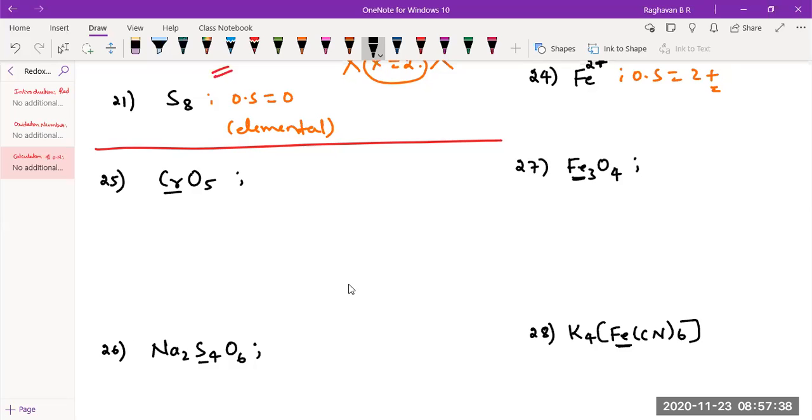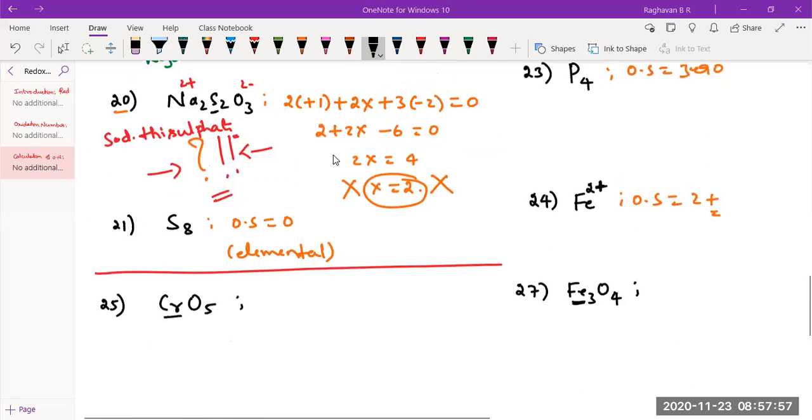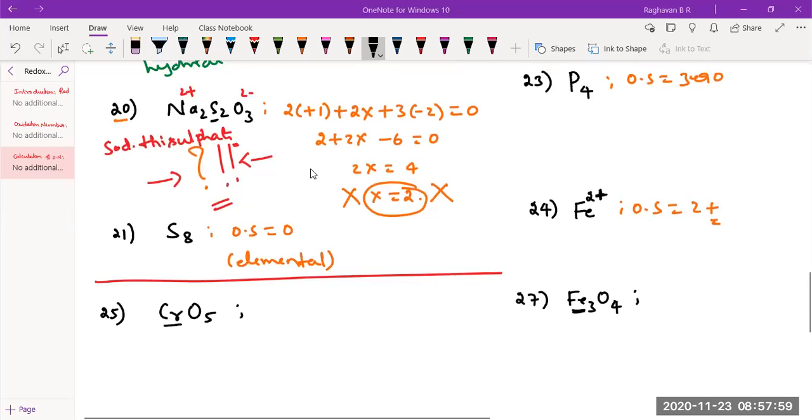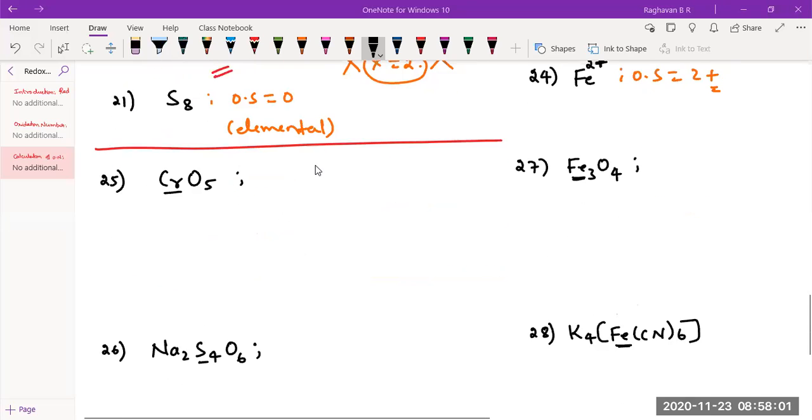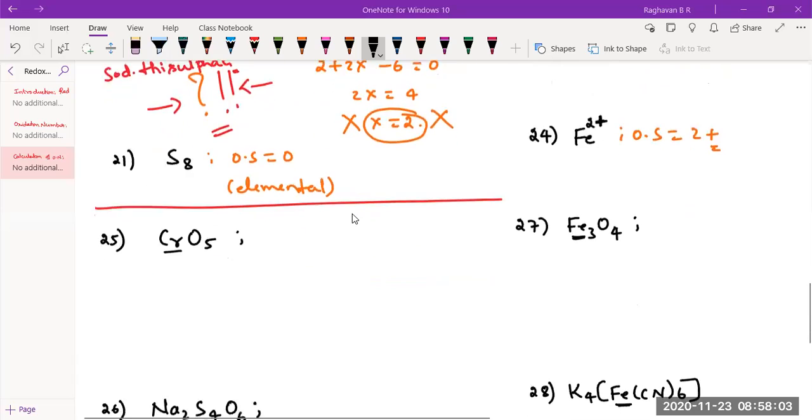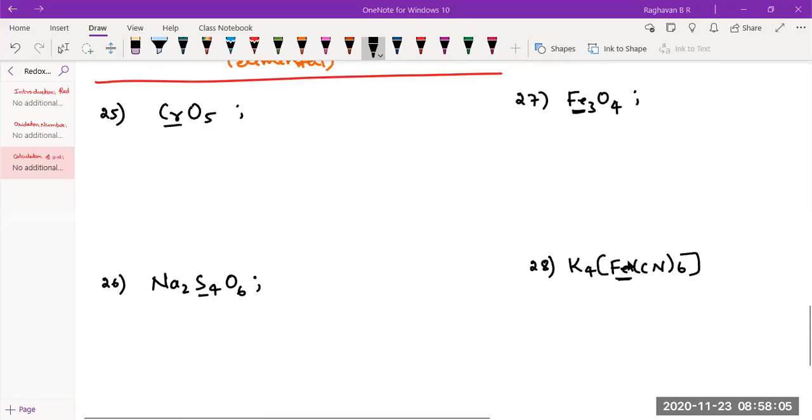Sir, for that sodium thiosulfate molecule, there are two sulfur atoms, no, sir. Is it possible that one has one oxidation state, the other has another? I don't know. You are asking about Na2S2O3, sodium thiosulfate. We'll come back to that. You work out these things.